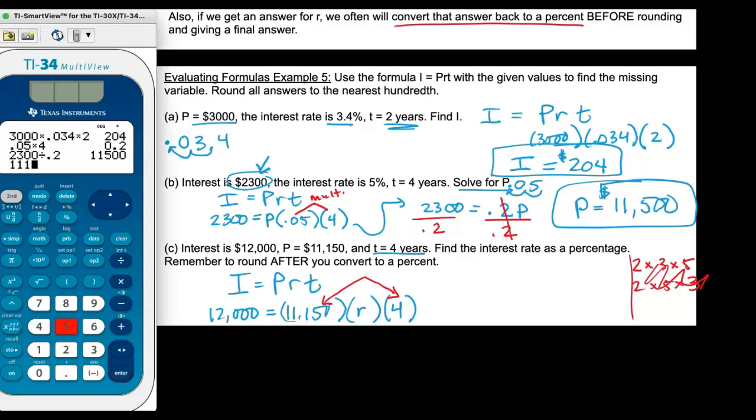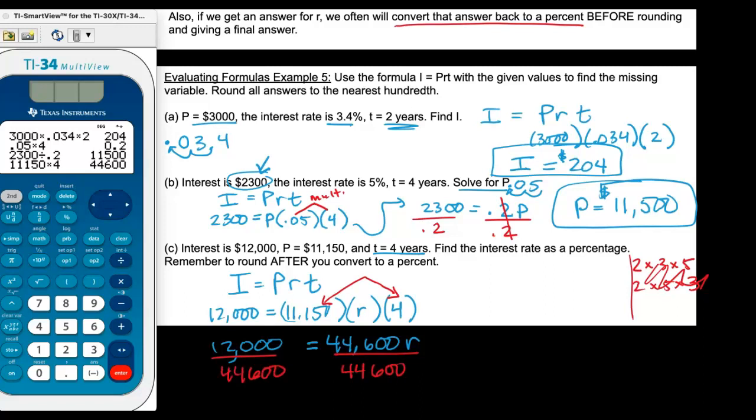So 11,150 times 4, okay, and then that gives us 44,600. R equals 12,000. And just like the last problem, I decided to write that coefficient first, and then R second. And then I'm going to solve this by dividing both sides by 44,600. And so I'm just in my calculator going to do 12,000 divided by 44,600. Okay, and it looks like I've got my rate, which is a decimal.